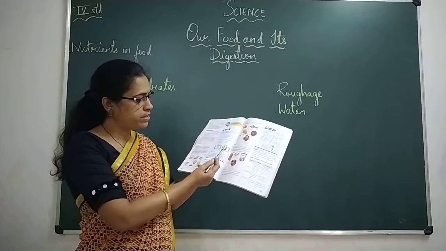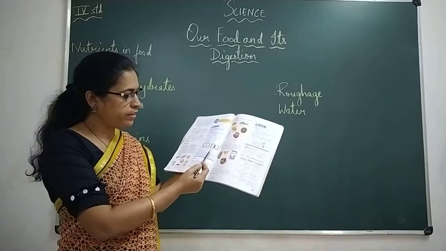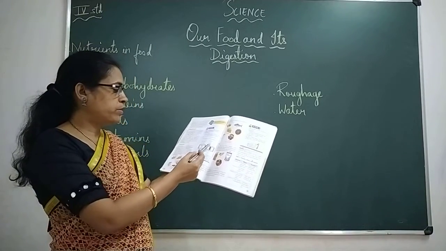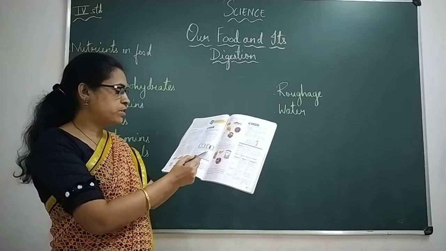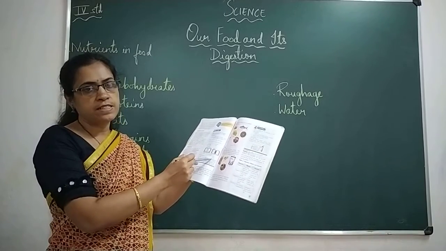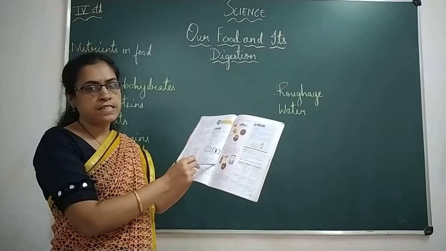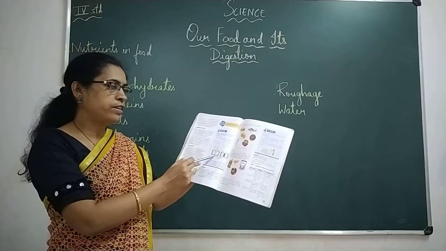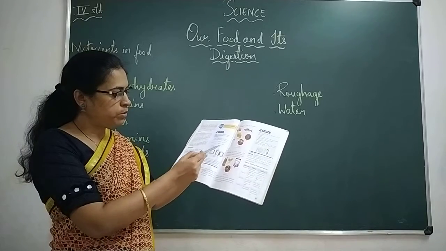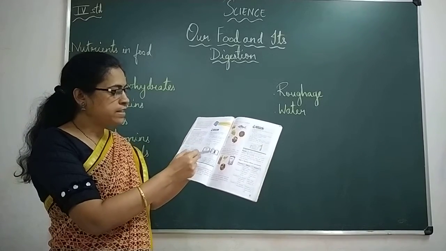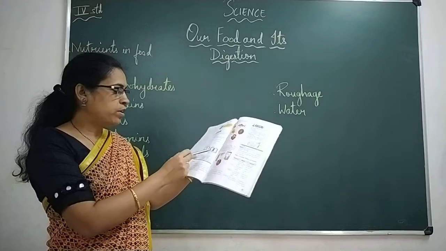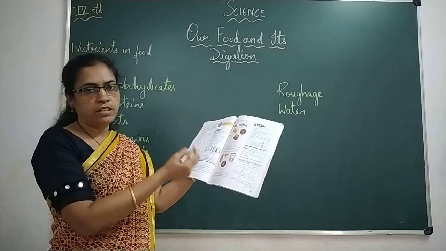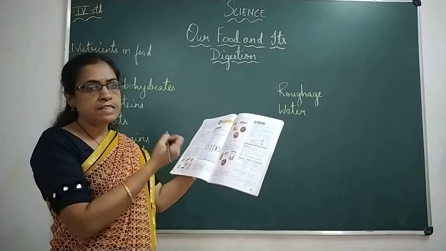What happens, you can see in the second picture: the solution turns blue in color. If blue color appears in the solution, then the food contains starch. If the blue color does not appear in the solution, then the food does not contain starch.